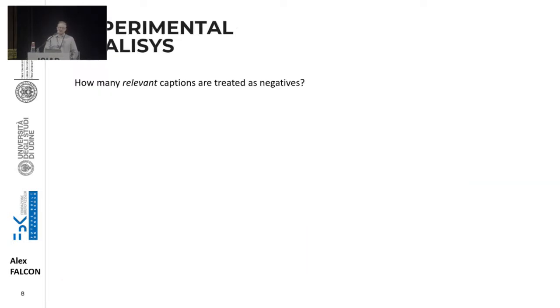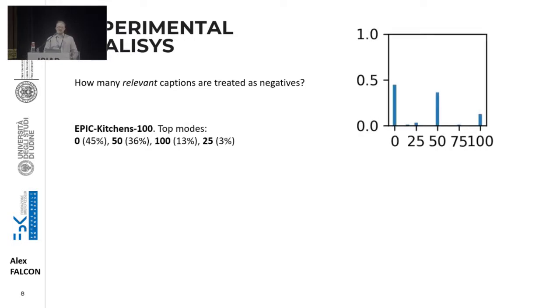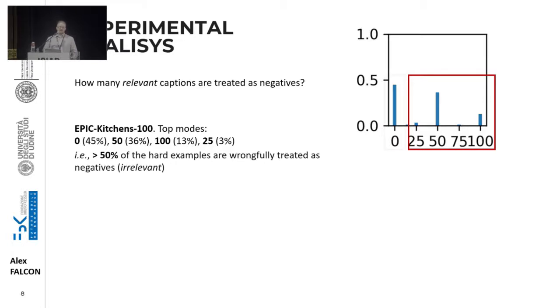A first experiment that we perform in order to support the usefulness of our approach consists in analyzing how many relevant captions are actually treated as negatives during the learning process. On Epic, we observe four modes. First of all, we can see that 45% of the captions are completely irrelevant, so they do not share any noun or verb class with the video. On the other hand, this also means that more than 50% do share at least some of the classes, so they are at least partially relevant to the video. And in particular, around 13% of them share the same classes as the video.